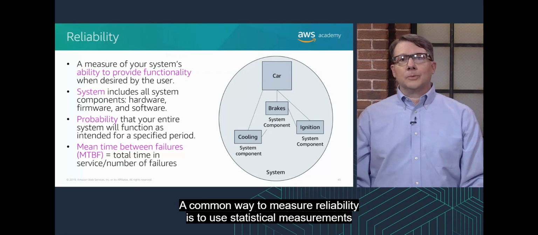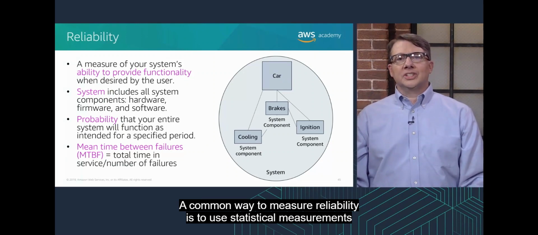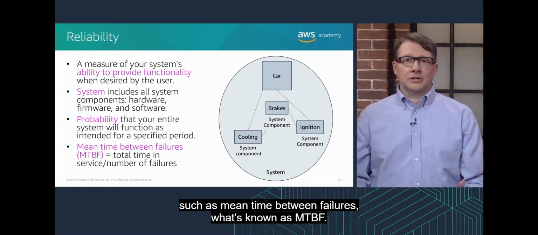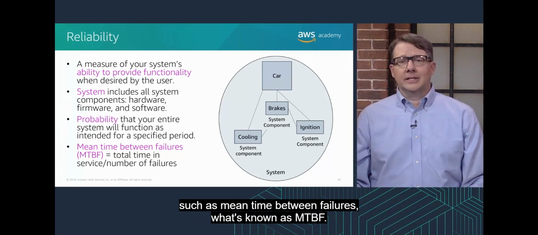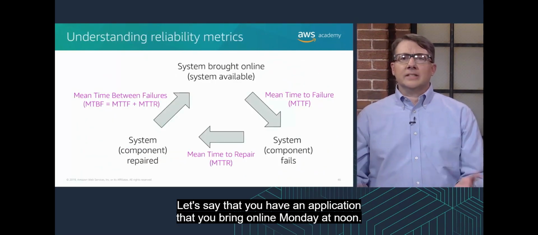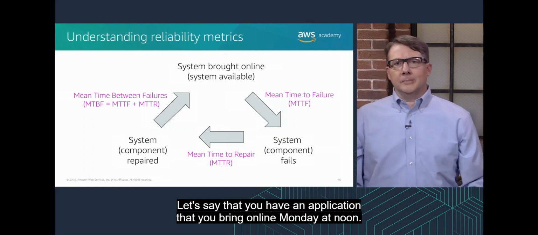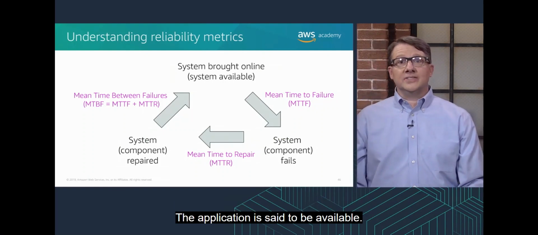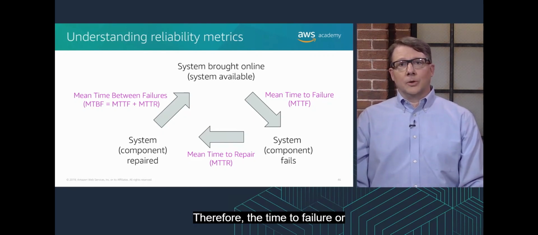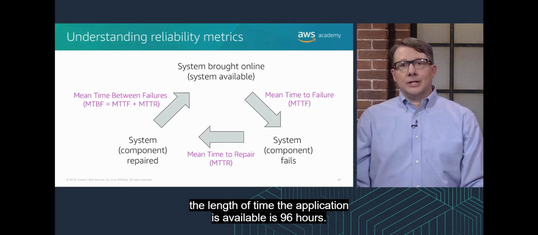A common way to measure reliability is to use statistical measurements such as mean time between failures, what's known as MTBF. MTBF is the total time in service over the number of failures. Let's say that you have an application that you bring online Monday at noon. The application is said to be available. It functions normally until it fails Friday at noon. Therefore, the time to failure, or the length of time the application is available, is 96 hours.